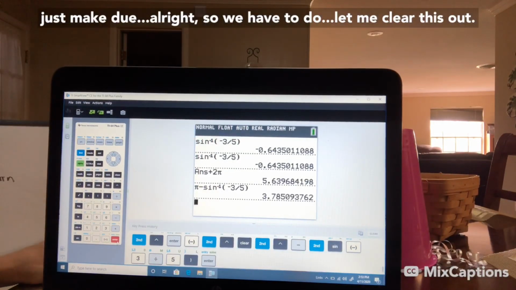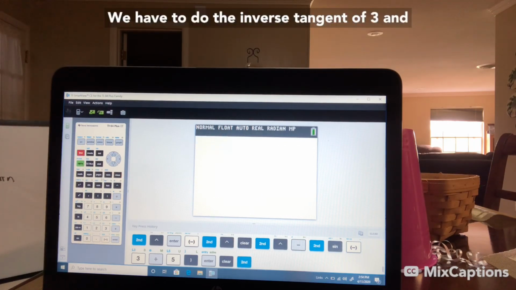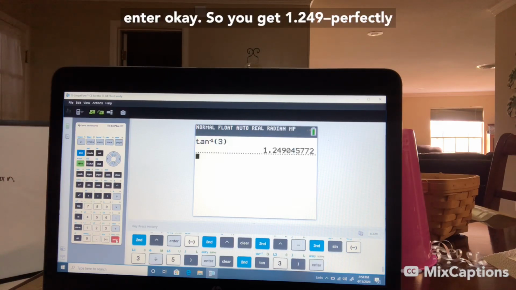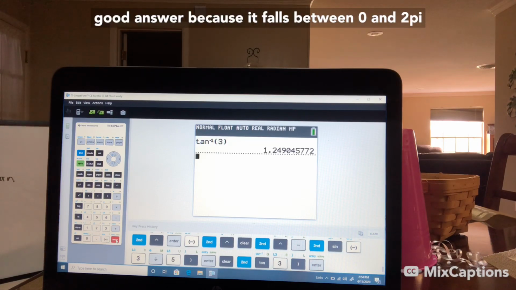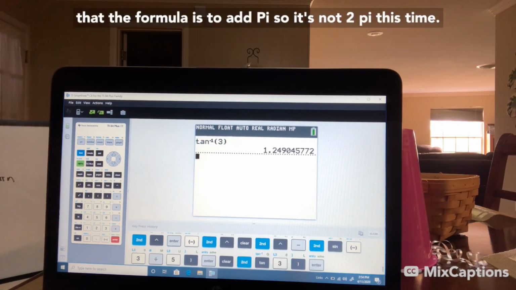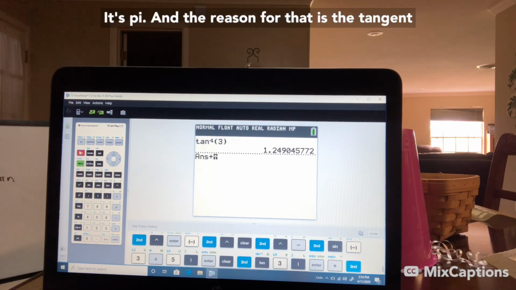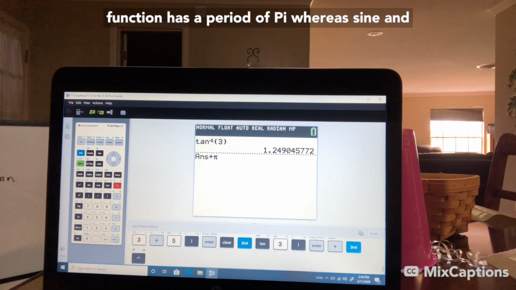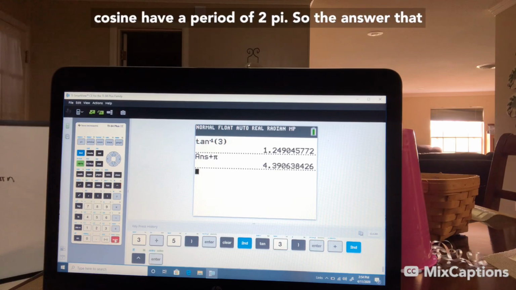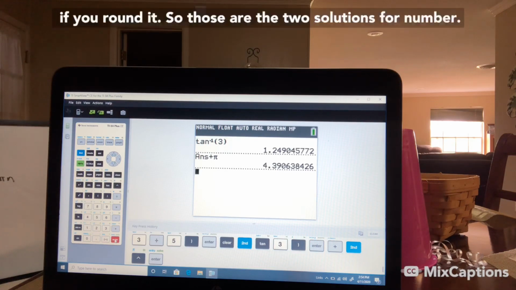All right, so we have to do the inverse tangent of 3 and enter. Okay, so you get 1.249, perfectly good answer because it falls between 0 and 2 pi. But there might be more solutions, and notice that the formula is to add pi. So it's not 2 pi this time, it's pi. And the reason for that is the tangent function has a period of pi, whereas sine and cosine have a period of 2 pi. So the answer that you should get would be 4.391 if you round it. So those are the two solutions for number 3.